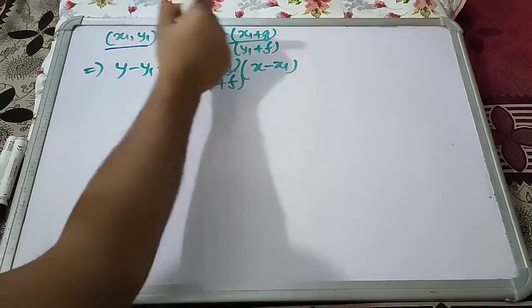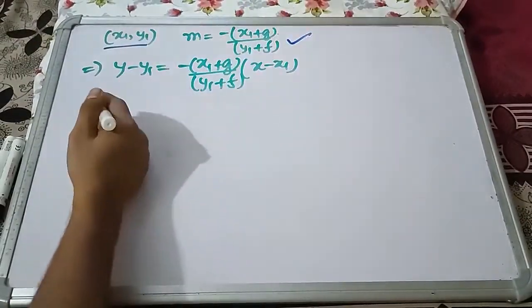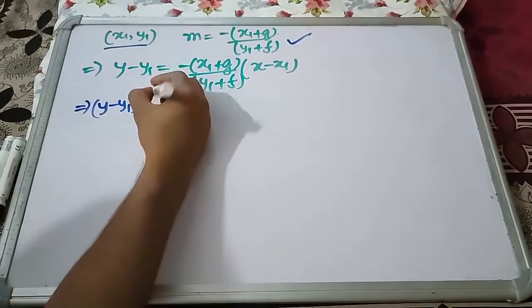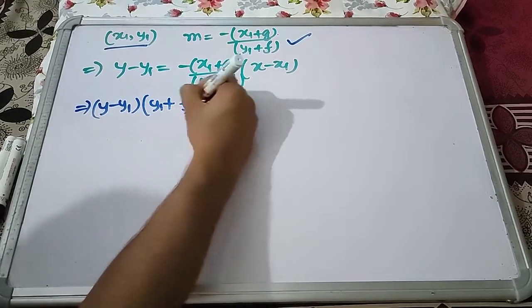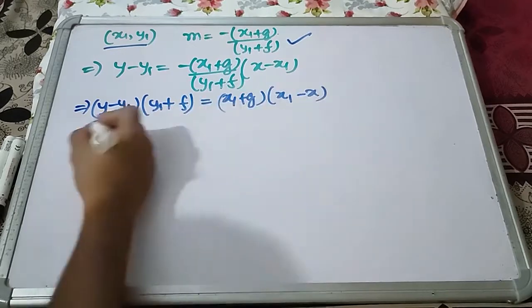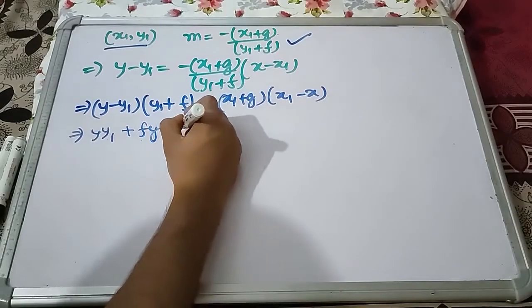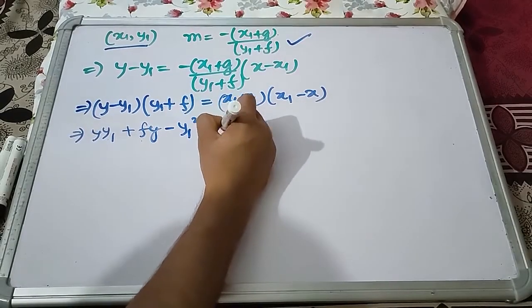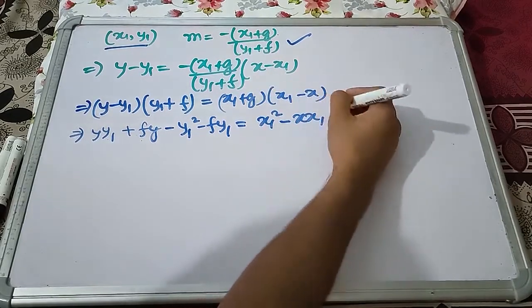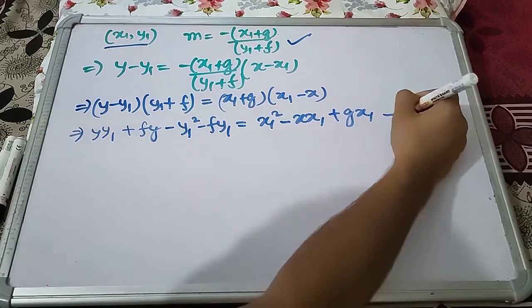So we have a given point and a given slope. The equation of the tangent is y minus y1 equals m into x minus x1. Now just cross multiply both the things: (y minus y1) into (y1 plus f) equals (x1 plus g) into (x1 minus x). This becomes y1 square plus f y1, minus y1 square minus f y1... equals x1 square minus x1 plus g x1 minus g x.